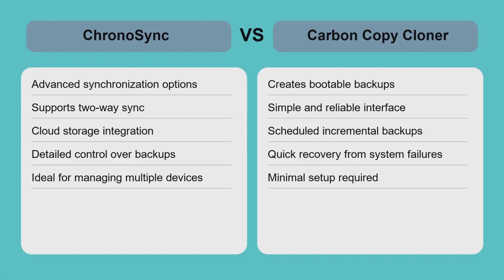Comparing ChronoSync and Carbon Copy Cloner highlights key trade-offs. ChronoSync excels in synchronization flexibility, supporting two-way sync and cloud storage, perfect for users managing multiple devices and backup targets. It requires more setup but offers detailed control.